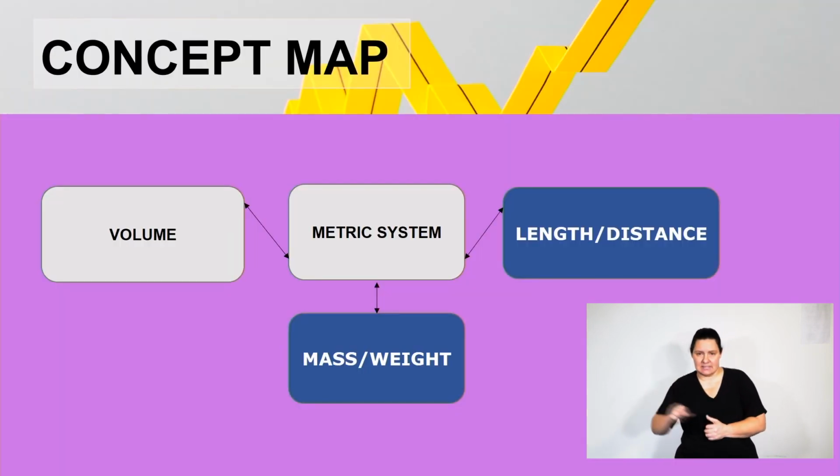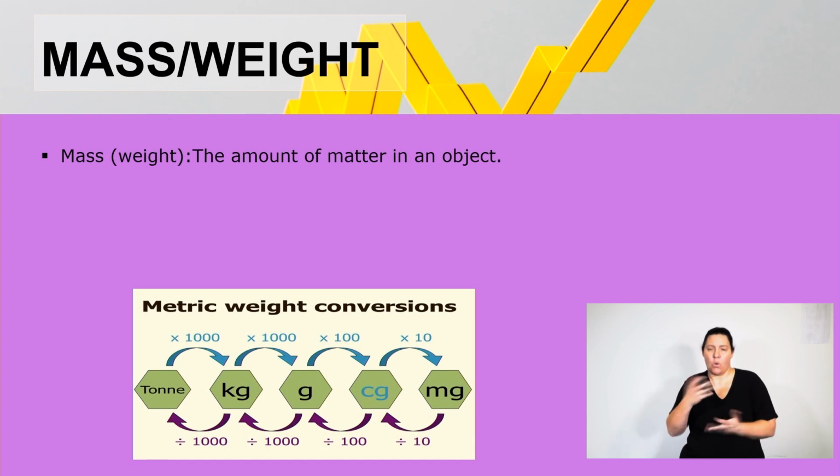Our next section will be on mass and weight. Mass or weight is the amount of matter in an object. Now let's look at this conversion table over here. When we work with mass, we work with grams, kilograms, centigrams, and milligrams. The same rule still applies, that when you move from smaller units to bigger units, you divide.